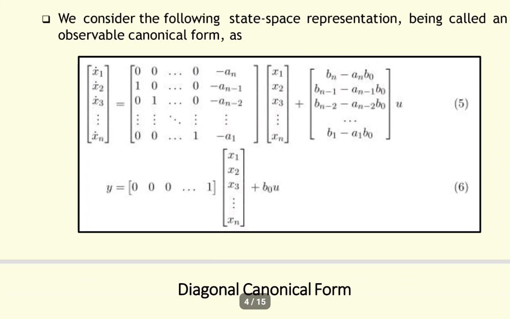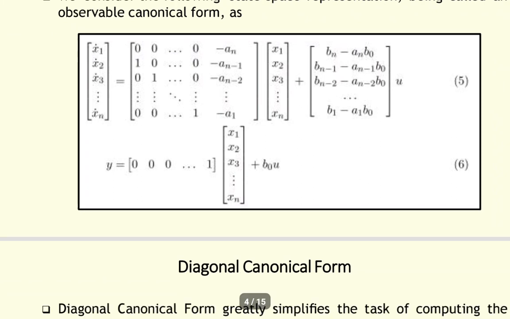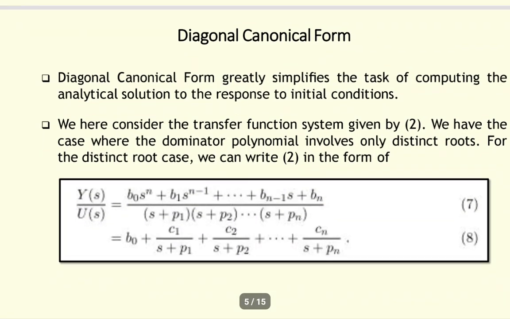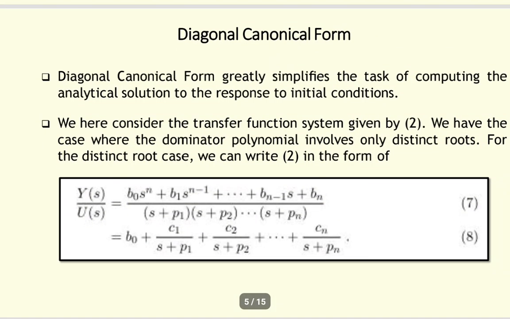This matrix is known as the control matrix or input matrix, that is the B matrix, and the C matrix is nothing but the output matrix. Okay. Now diagonal canonical form greatly simplifies the task of computing the analytical solution to the response to initial conditions.